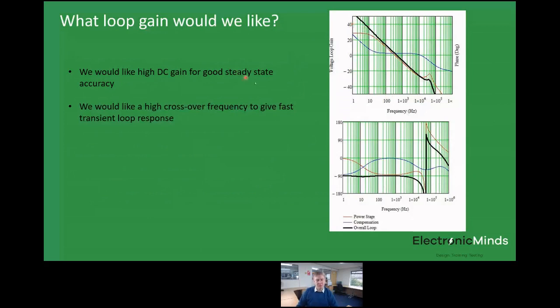We also want to cross over. By crossover frequency, I mean the frequency at which this loop gain crosses the unity gain point, or unity gain is 0 dBs.